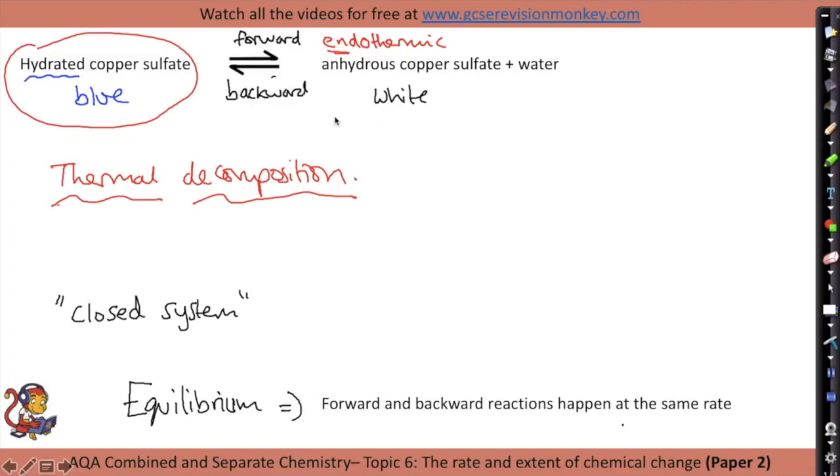Whereas the backward reaction is exothermic. And that's always true for a reversible reaction. If it's endothermic in one direction, it is exothermic in the other direction.